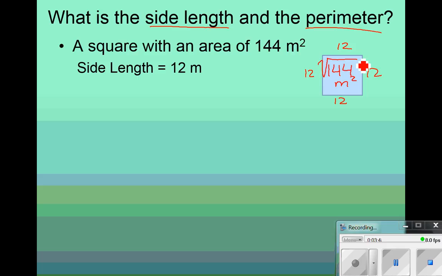So my side length, which I'm labeling side length, equals 12 meters. Notice we don't have the exponent 2 on meters because we're not talking about area. It's just a side length. So the next thing after side length is to find the perimeter. Remember, the perimeter is the distance around the square.